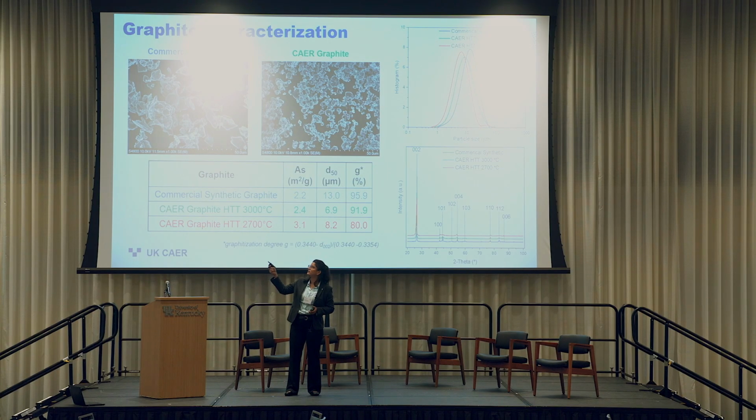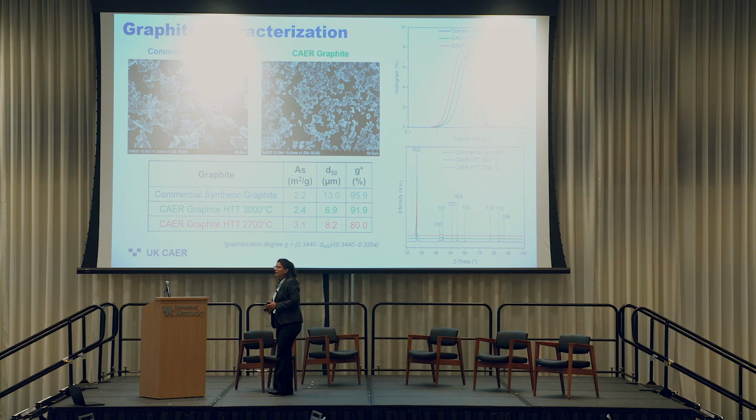As you can see here, the commercial synthetic graphite has a higher particle size and broader distribution, and CaER is slightly smaller, but you will see here in a few minutes that our graphite is still good.